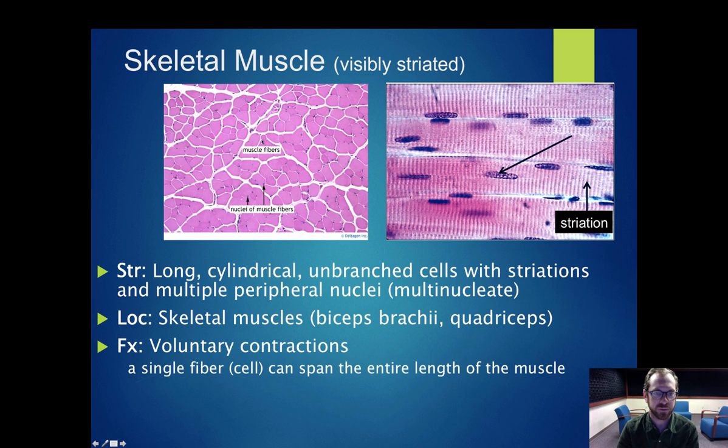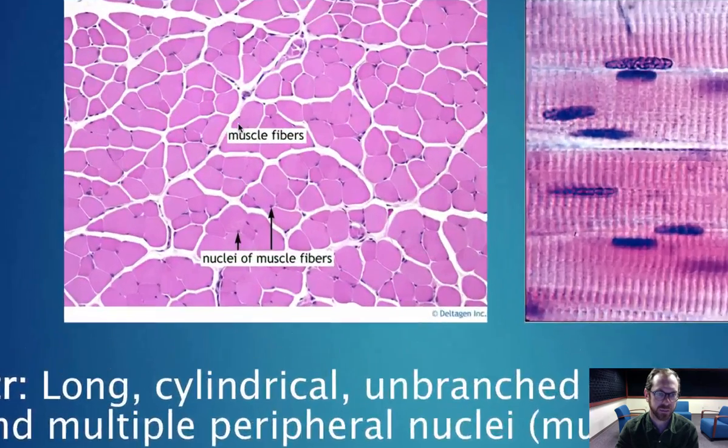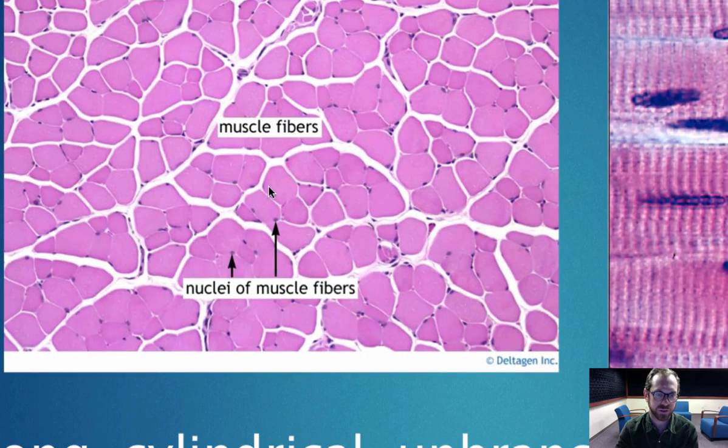And we've got two different ways of representing this muscle. On the left is a slide preparation of muscle tissues cut in transverse plane. And you can see that each of these muscle fibers have nuclei, multiple nuclei, but they're kind of pushed to the side. And in this image, you cannot see the striations on the muscle fibers.